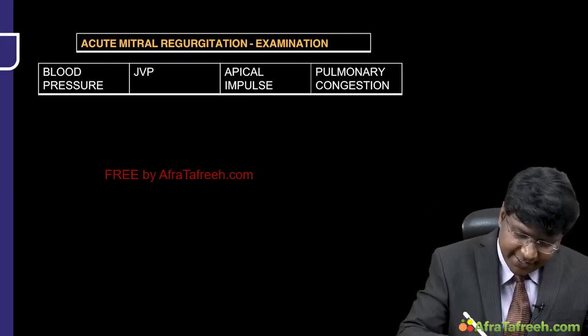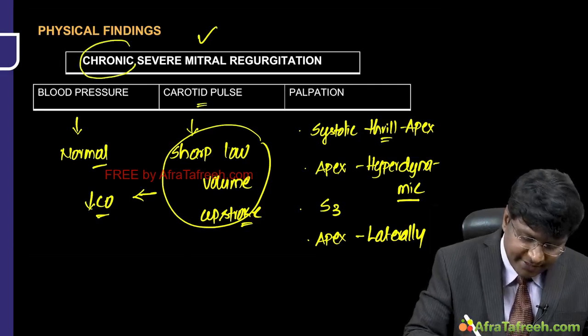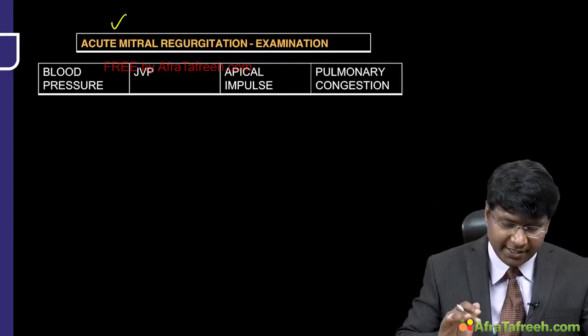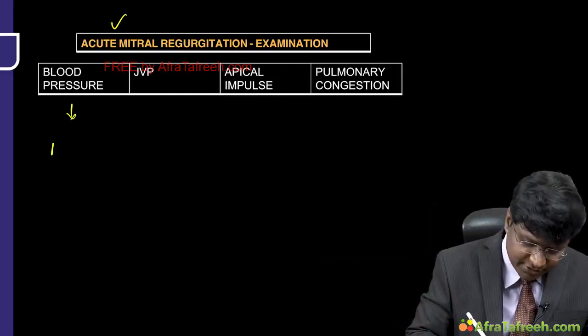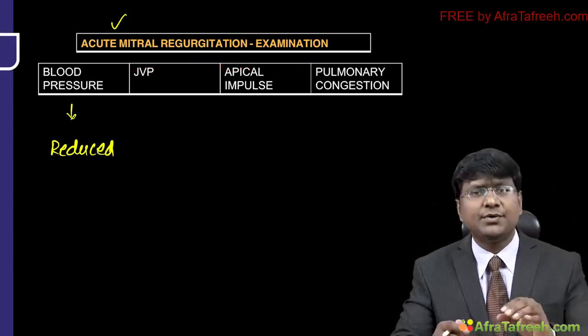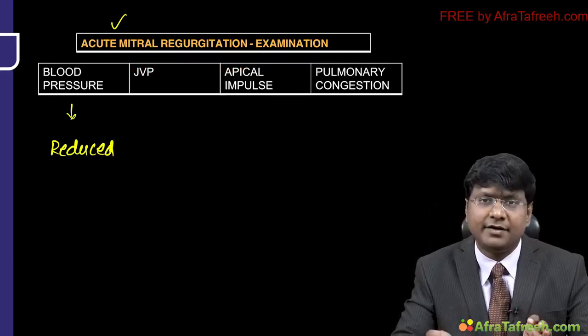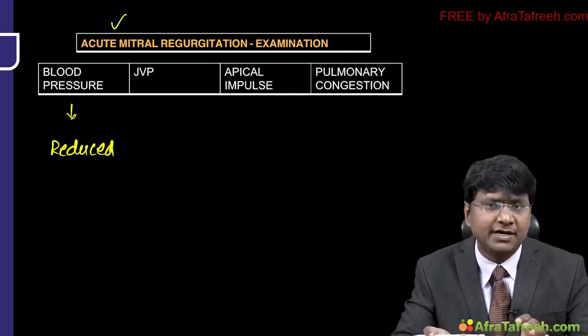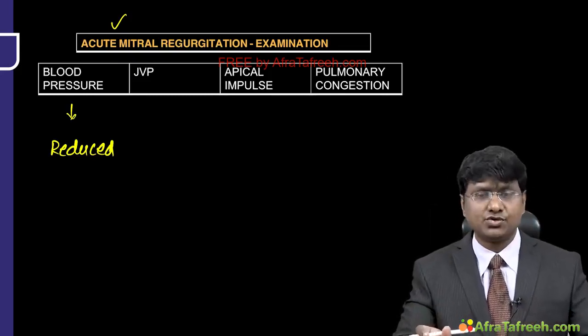Then you take in case of acute mitral regurgitation. Whatever we have discussed is chronic severe MR. Whereas in acute mitral regurgitation, the blood pressure is reduced. Why? Because in acute MR, what did we discuss? The left ventricle will land up in severe left ventricular dysfunction. Once there is severe left ventricular dysfunction, the cardiac output is grossly reduced. So thereby the blood pressure is also reduced.